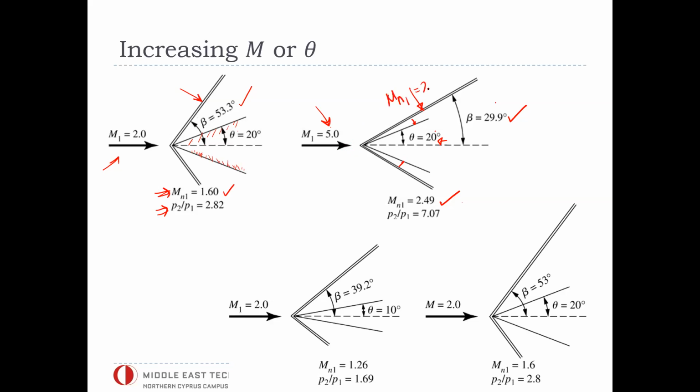Mn1 here is 2.49. You plug this into normal shock wave relations, and that will generate a very sharp change in static pressure. In fact, the numbers are given here. If you compare them, the static pressure rise for this case will be about 7, whereas it was about 3. So it's more than 2 times higher static pressure rise that will occur after the shock wave.